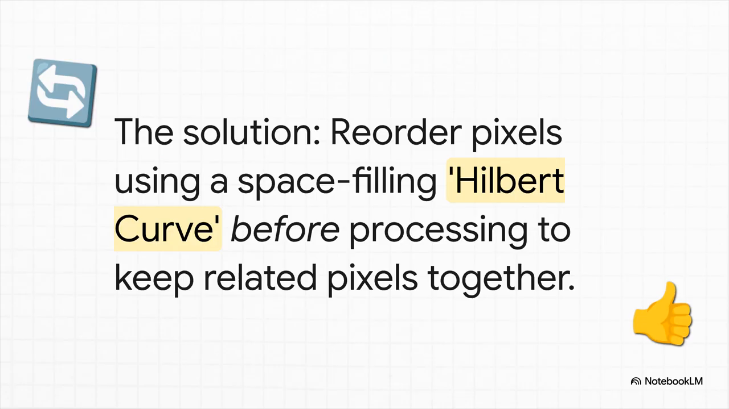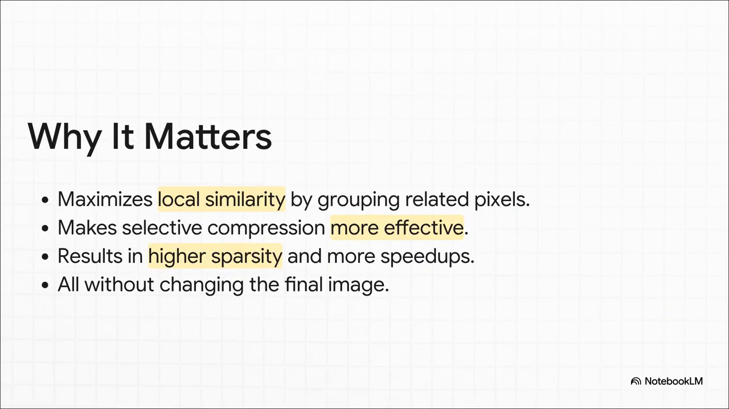So what they do is, before anything else, they reorder the pixels. Instead of a simple row-by-row scan, they use this thing called a Hilbert curve, which traces a path through the image that keeps neighboring pixels together. It's like pre-organizing the data to make it way easier for the AI to spot the patterns. And the payoff for this is huge. By grouping related pixels together like this, that selective compression we talked about earlier becomes way more effective. You get more blocks that could be summarized, which means more sparsity, which means more speed. And, critically, the final image is exactly the same. No loss of quality.